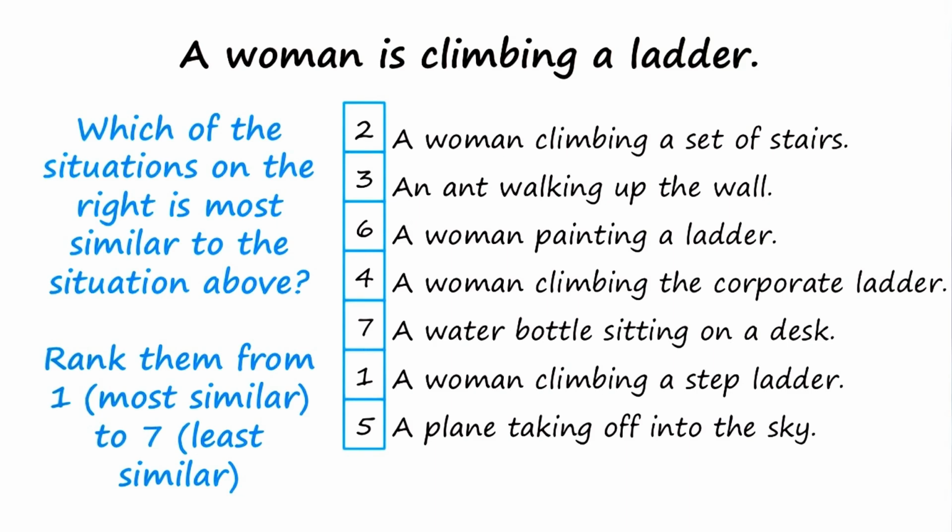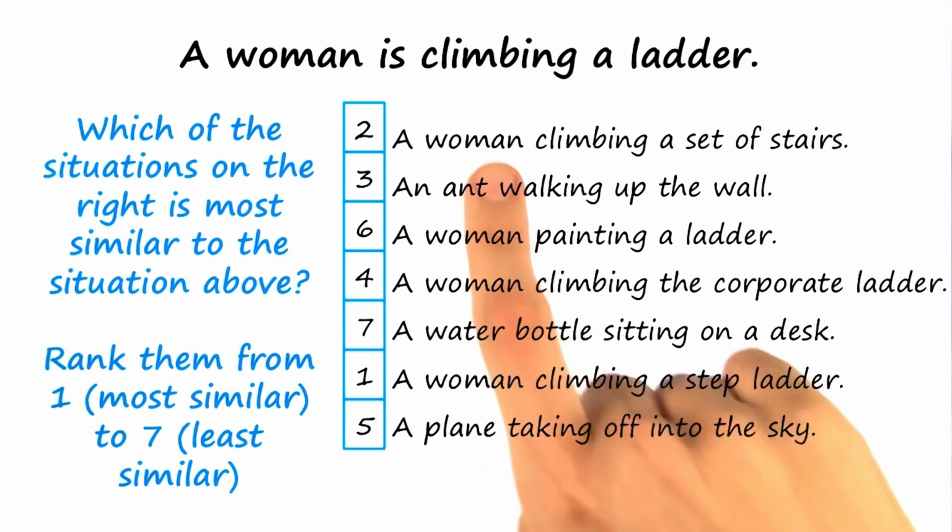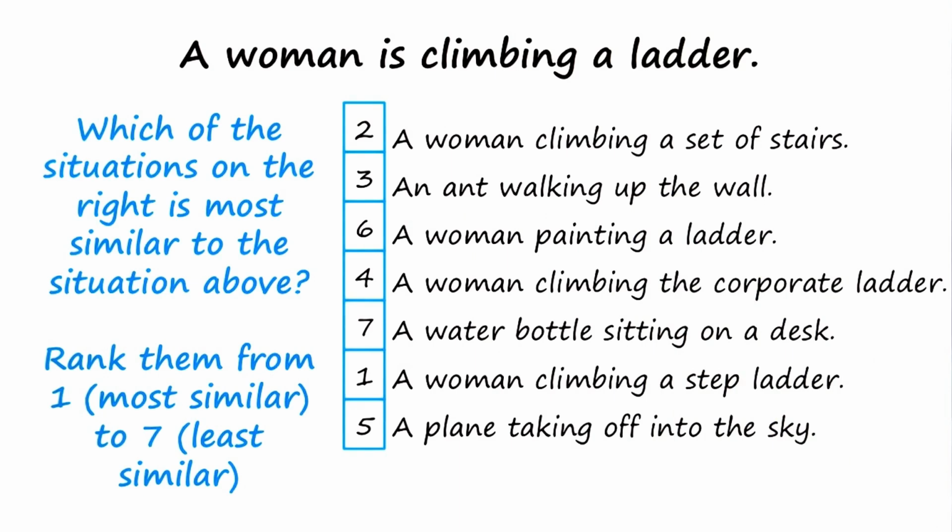So I said that the two most similar were the woman climbing up a stepladder and the woman climbing a set of stairs. I said the woman climbing the stepladder is a little bit more similar because a stepladder is more similar to a ladder than a set of stairs. But in both these situations, we still have a woman and she's still going up some kind of physical artifact. For third, I put an ant walking up a wall. I ranked that as a little bit more similar than a woman climbing the corporate ladder because here there's the same kind of physical motion up something.